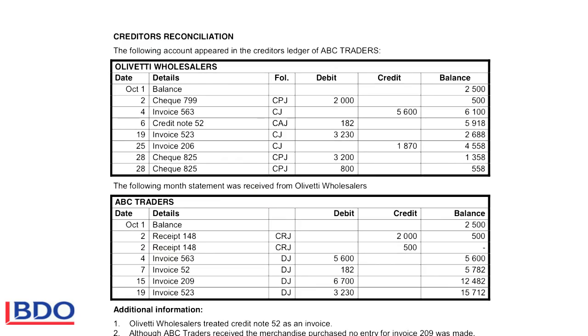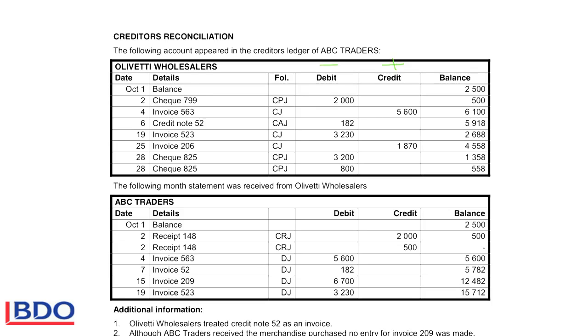So that means if it's in the creditors ledger, they treat Olivetti Wholesalers as a creditor, so they are buying from them. So when they want to increase the account, they will increase it on the credit side. And when they want to show that they owe less money to Olivetti Wholesalers, they will record it on the debit side.